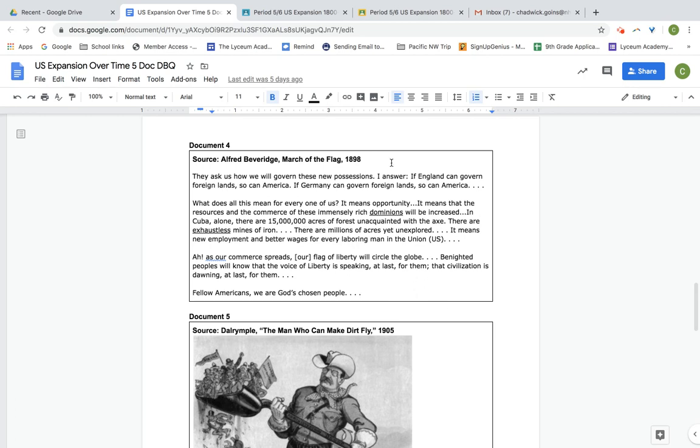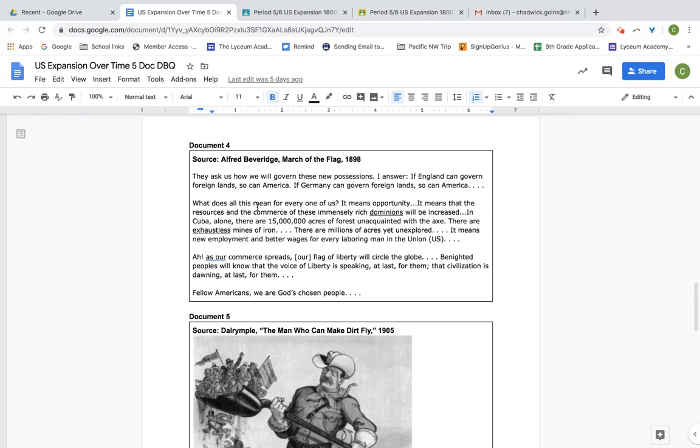So this is in 1898, turn of the century. It talks about Americans, how we're going to govern these new possessions. If England can govern foreign land, so can America. If Germany can govern foreign land, so can America. So your wheels need to be turning. Okay, we're not going across the United States. We're going outside of the United States.